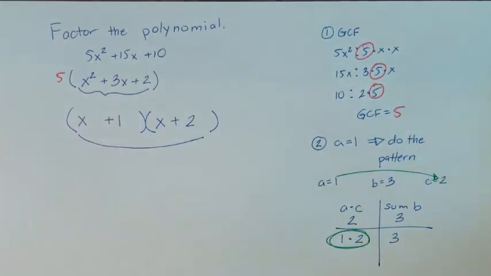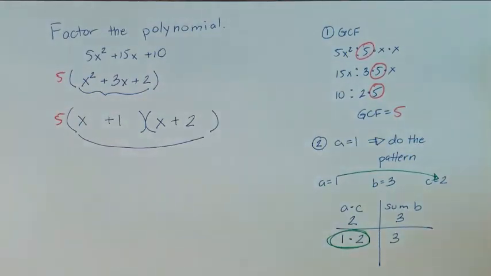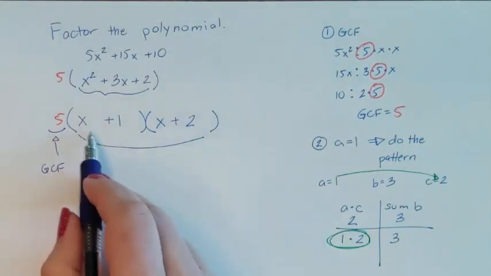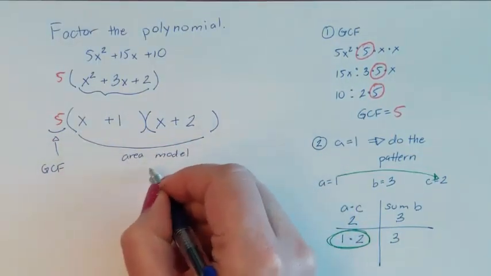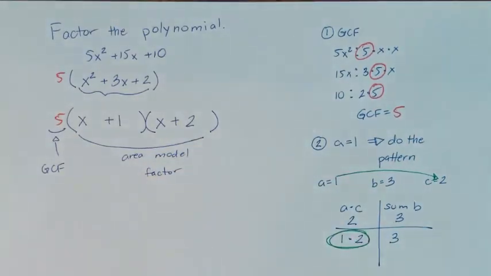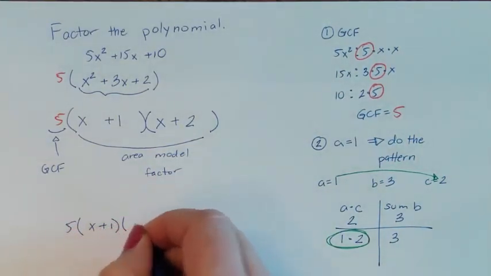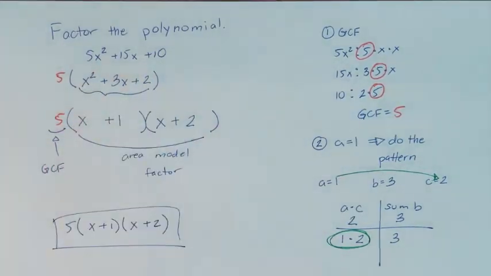You cannot forget the GCF because it is also still a part of our problem. This 5 right here is because we had a GCF. These are what your area model factors would have been if you did it in an area model. So your final answer is 5, parenthesis x plus 1, parenthesis x plus 2. And you just factored your new polynomial.